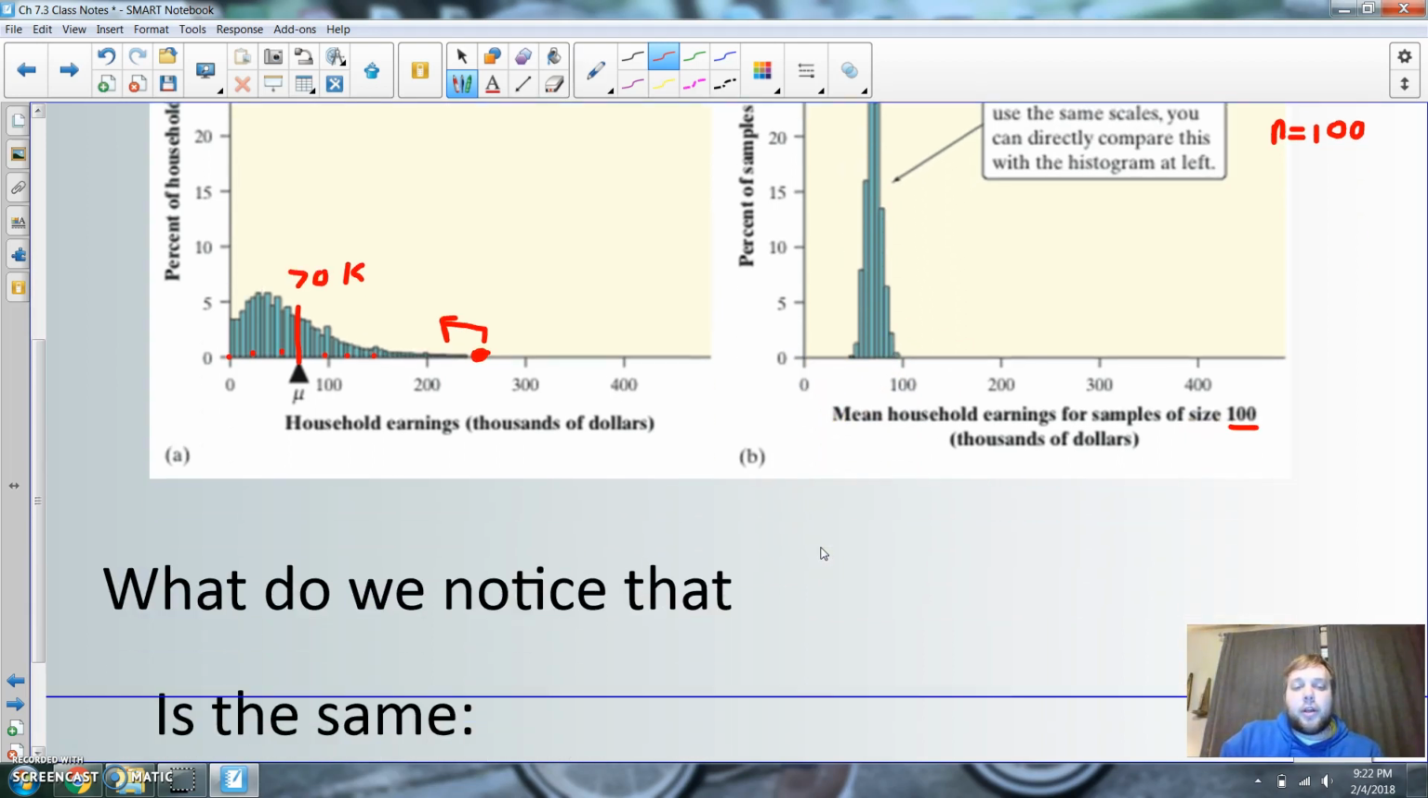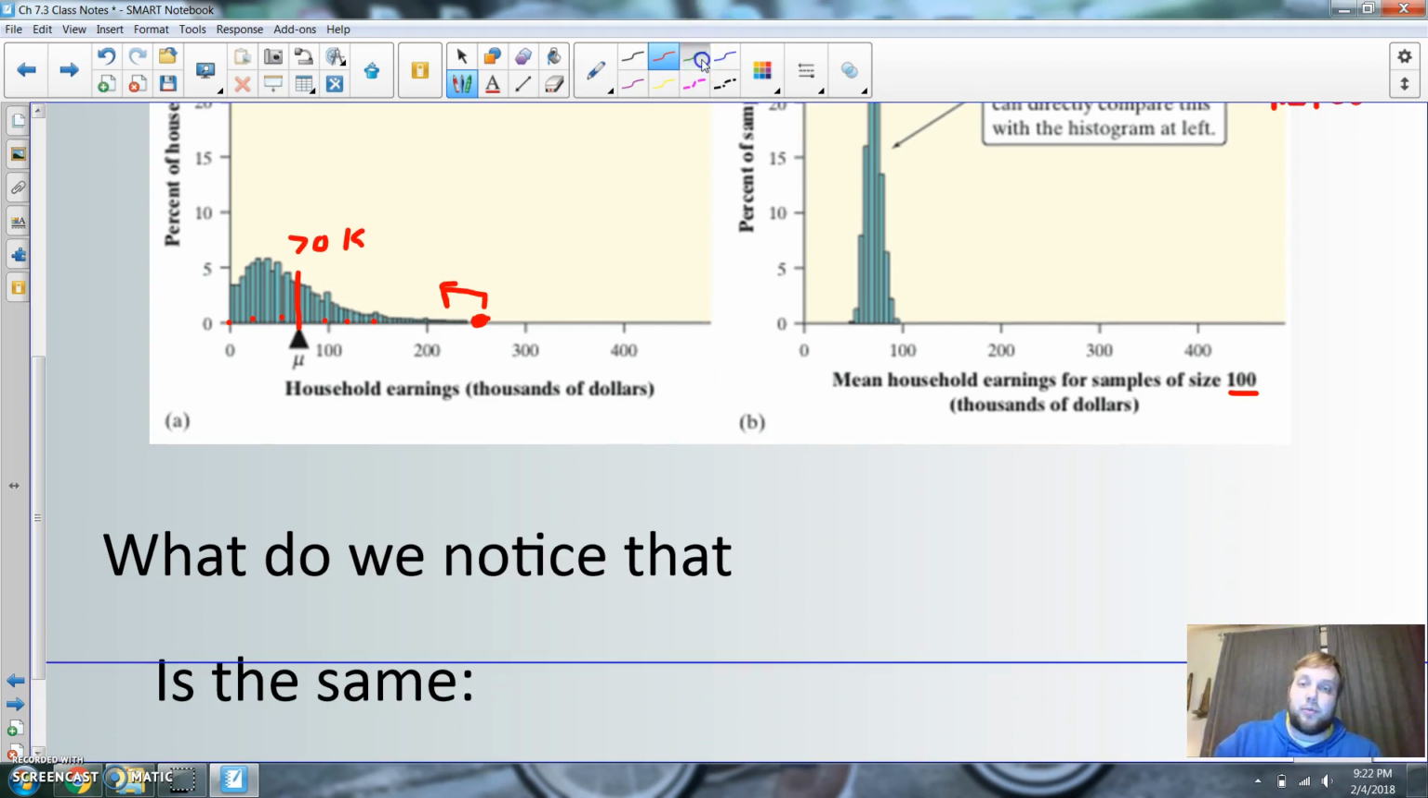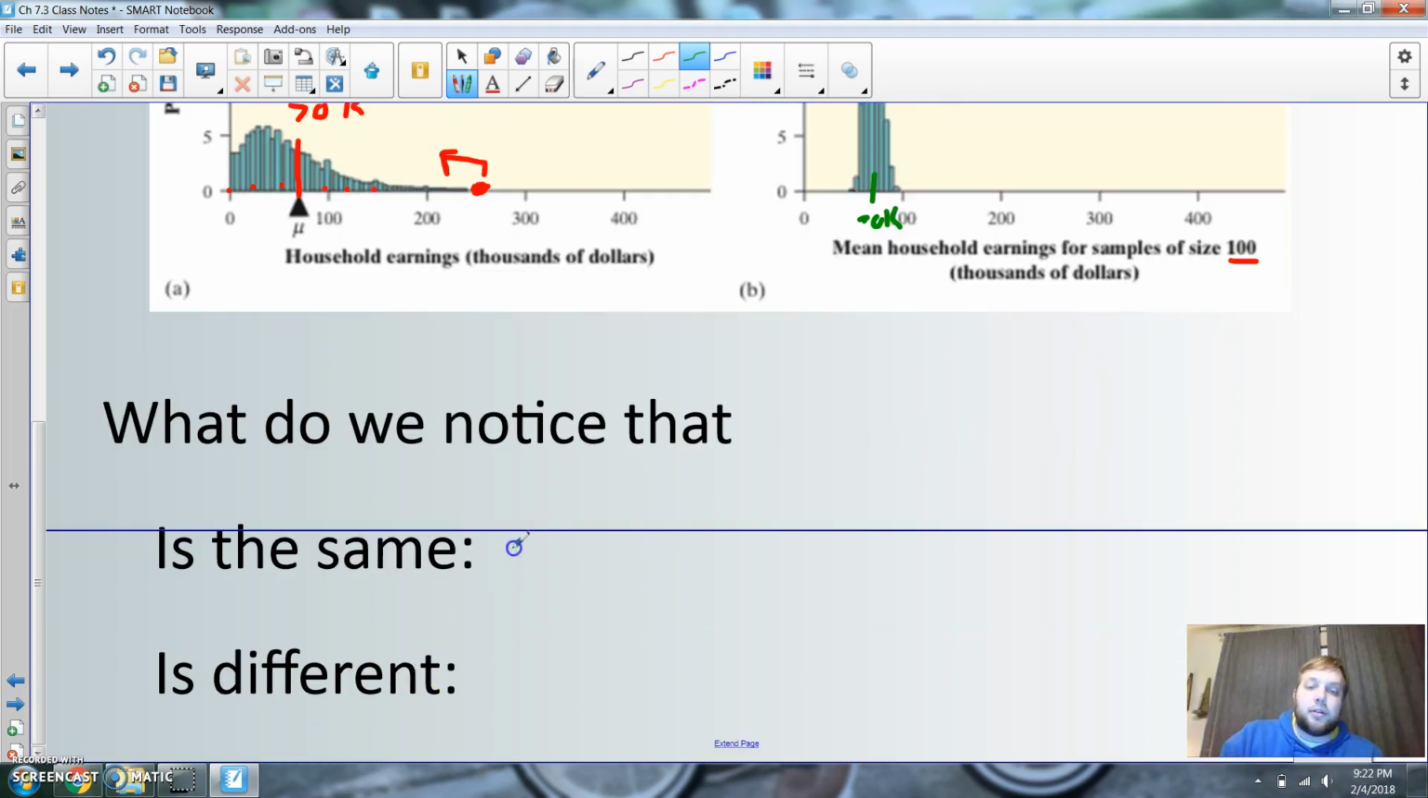All right, what do we notice that is the same? What are some things we notice are the same? Well, I kind of already pointed out one thing. It looks like the center is at 70K. So I would say the center is the same.